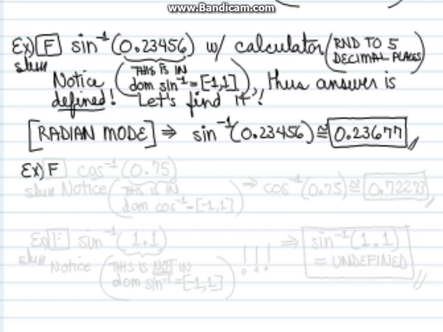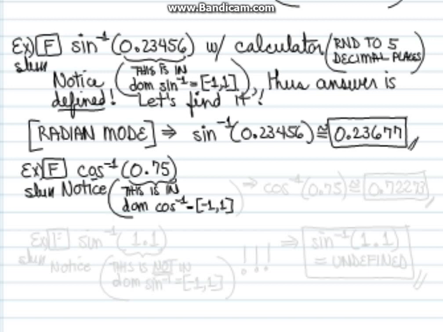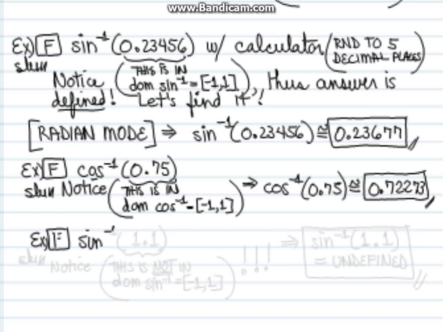Let's do another example. Find cosine inverse of 0.75. Okay, notice that this number 0.75 is in the domain of cosine inverse. That's the closed interval between -1 and 1. So we can run it through our calculator. Cosine inverse of 0.75 is equal to approximately 0.72273.